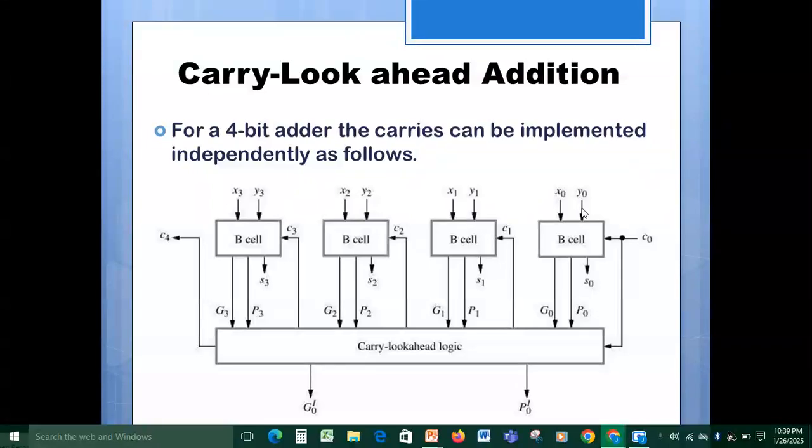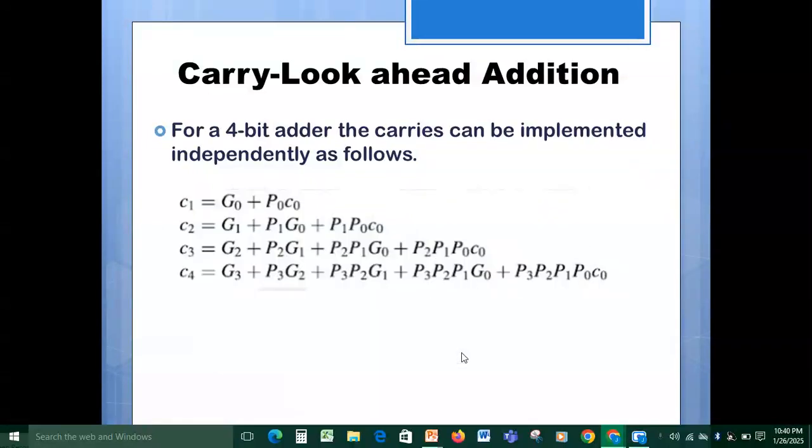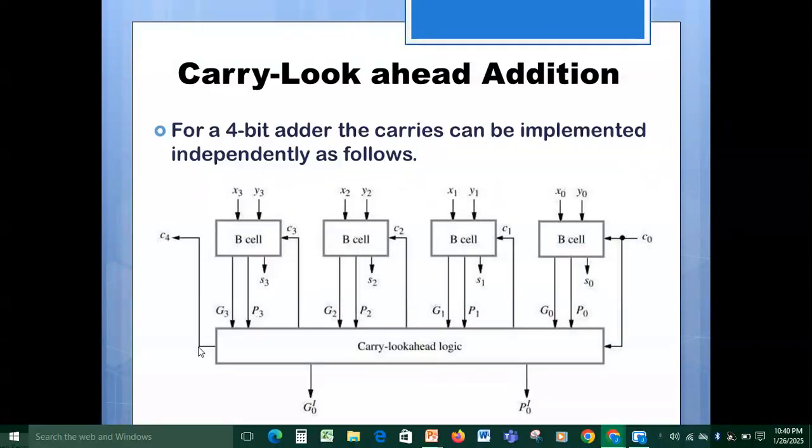X0 Y0 are the first stage inputs we will give. S0 is the output, taking C0 as the third input. It will also generate G0 P0, which are given to a logic called the carry look ahead logic. These four equations are kept in this box named carry look ahead logic. It will calculate and give the intermediate carries to the second stage, and it gives the required propagate and generate bits, with C0 already existing.